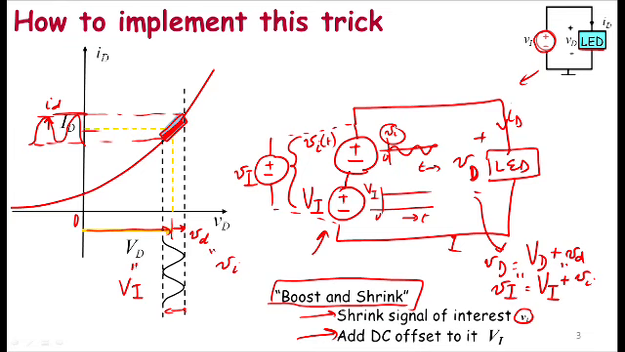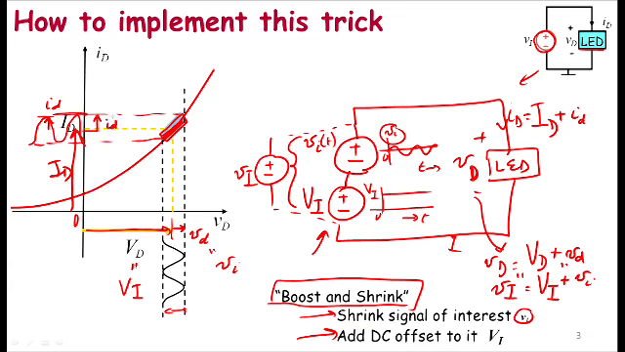Now I claim that the current i_D will also look similar. The current i_D will have a DC value I_D plus a small signal value, small i_d, that will correspond to the capital V_I and small v_i applied at the input. Graphically, that makes sense. If you go back to this graph on the left-hand side, notice that there is a DC offset I_D, which is a DC value corresponding to V_D, and then there is a small i_d about that point.